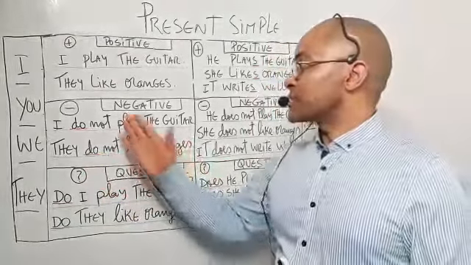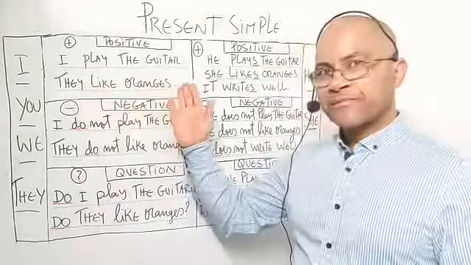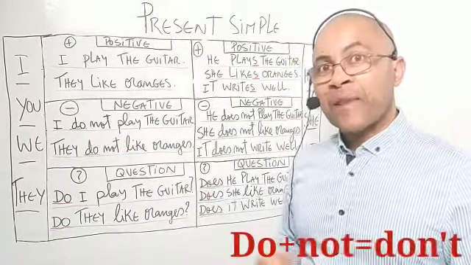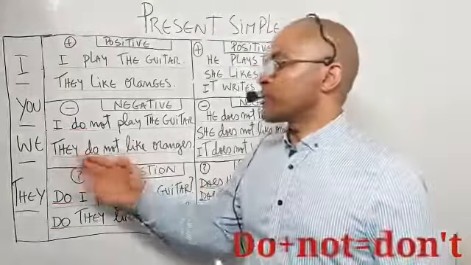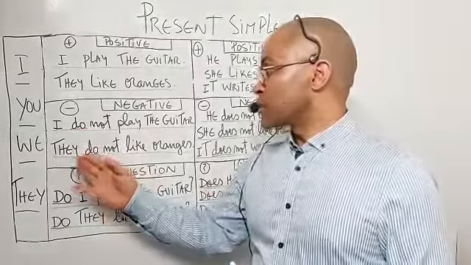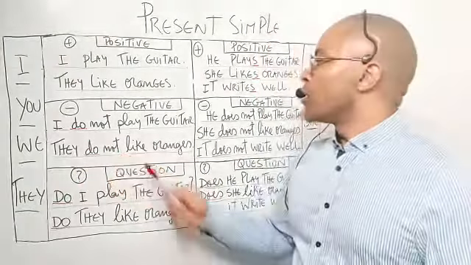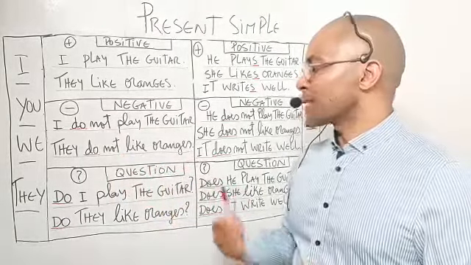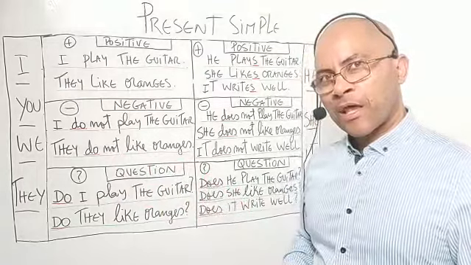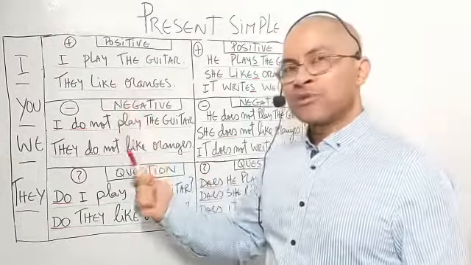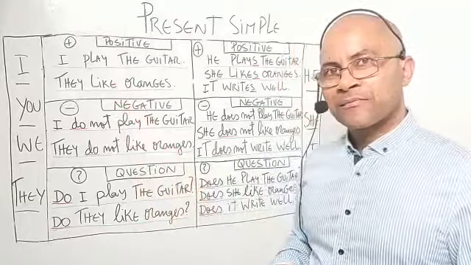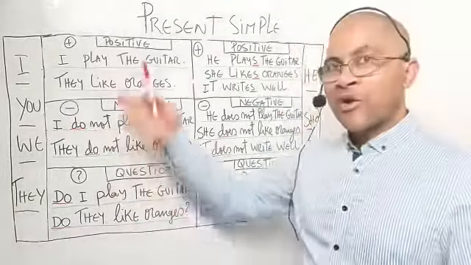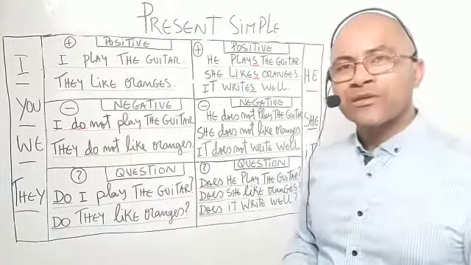The original sentence, they like oranges. Here in the negative, we need the auxiliary do to make the negative plus not. So we start with the personal pronoun, they do not like oranges. We could say, I do not like oranges. I could say, we do not like oranges, and so on. You do not like oranges.